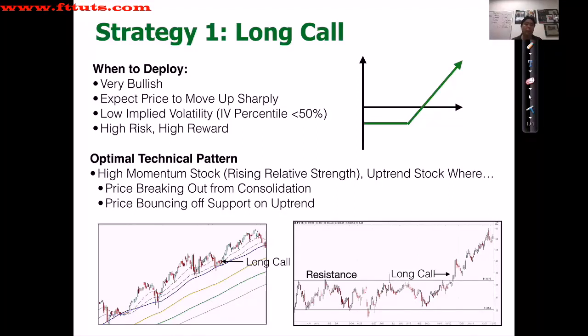So when do we deploy the first strategy, which is going long a call? Recall that when we go long a call, the risk to return graph looks something like this, where we have limited downside and unlimited upside. It looks great on paper, but there are only certain circumstances that we want to use this strategy. So when do we deploy it?